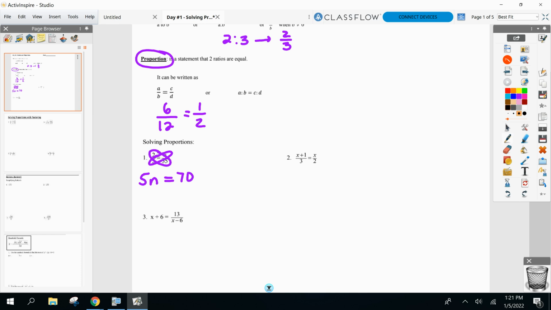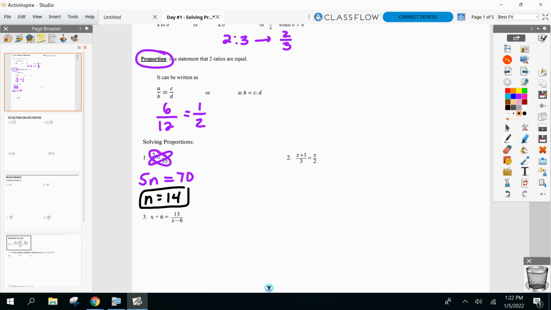I started it off with a nice and easy one. Divide both sides by 5. What value of n will make that proportion true? 14. All right, 14. All good. All right, you and your group, cross multiply here.